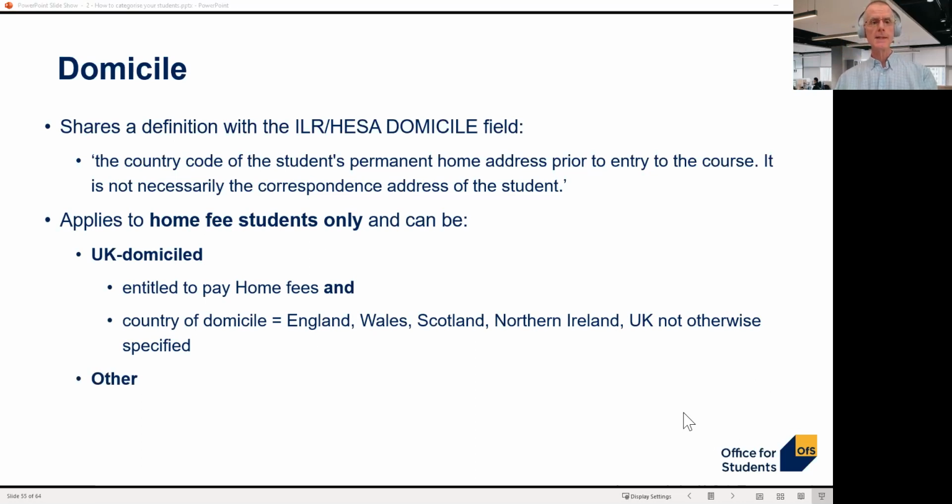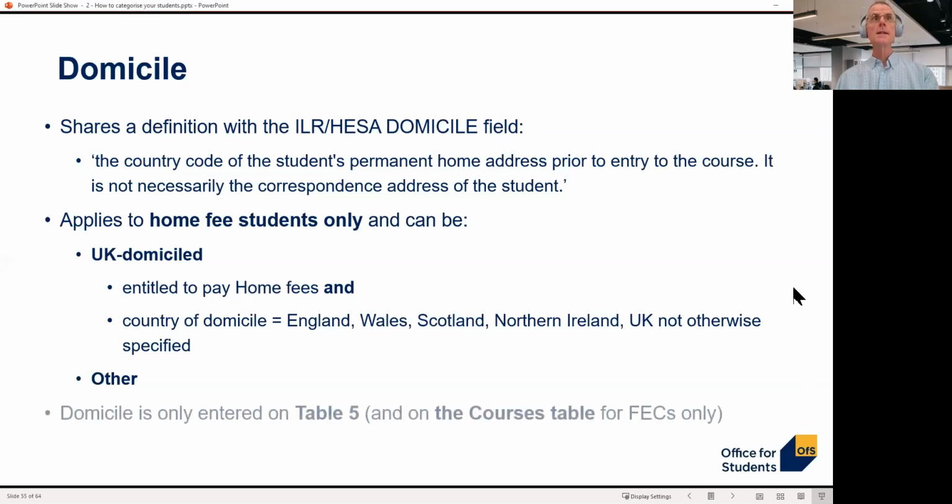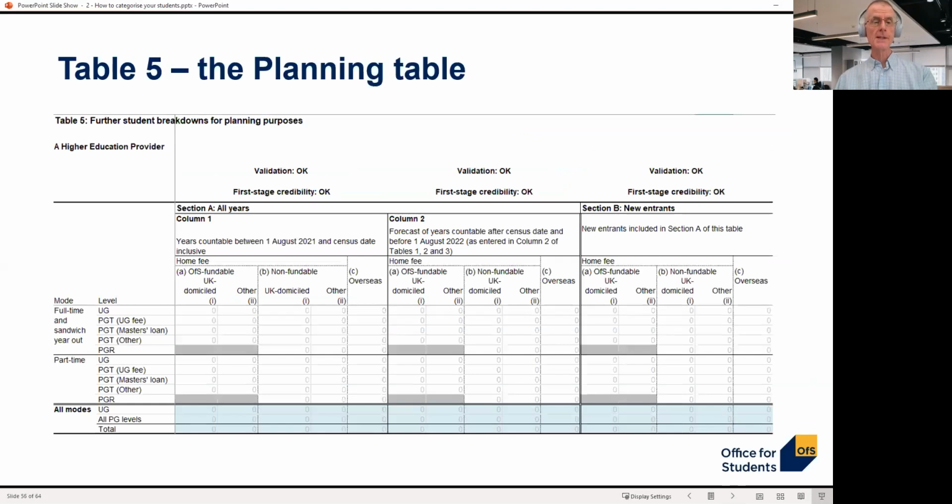So this is only something which you come across on table 5, and the planning table, which we're about to look at, and the courses table. So that's something which only FECs will see. So I mentioned table 5, I've kind of teased you with it, and let's have a look at it, because this is one of the others.